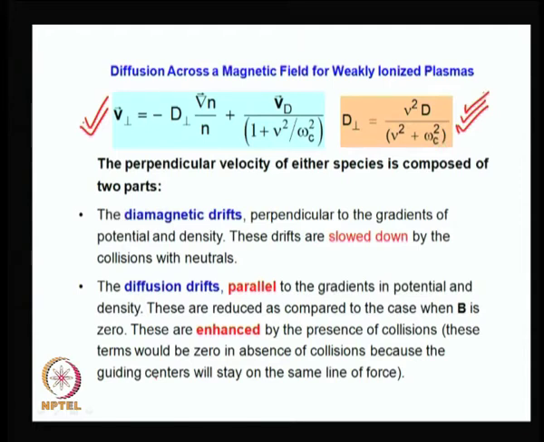This is in the direction of the density gradient. It is reduced as compared to the case when the magnetic field is 0, and these are enhanced by the presence of collision. The diffusion process is enhanced. So, this in a nutshell is diffusion across a magnetic field for a weakly ionized plasma.